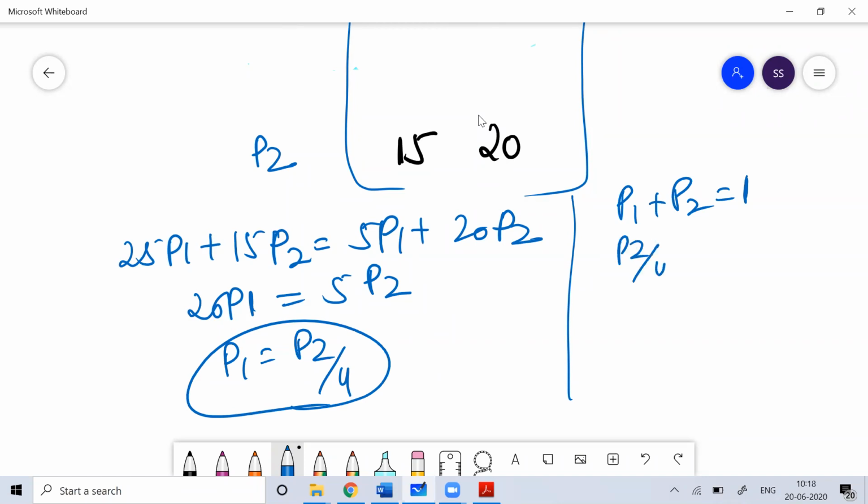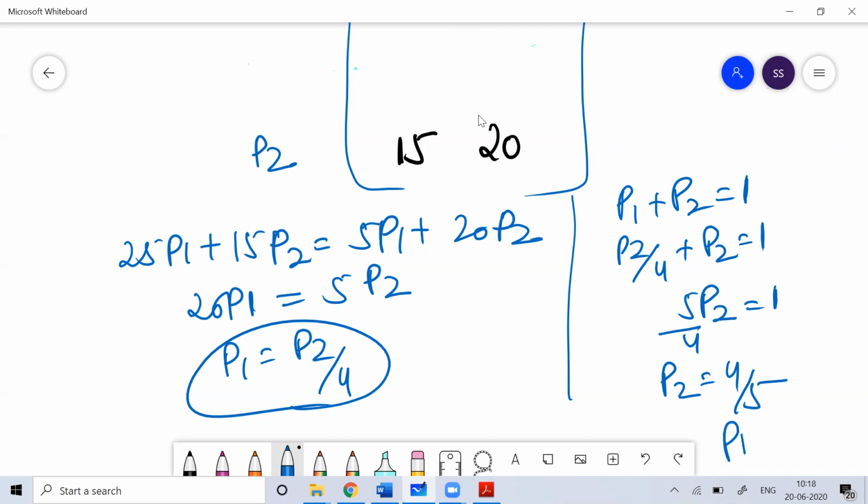So P2 by 4 plus P2 is equal to 1. This is 5 by 4 P2 equal to 1, so P2 is equal to 4 by 5. Once you get the value of P2, you can automatically find the value of P1 because P1 is 1 minus P2. So P1 is 1 by 5 and P2 is 4 by 5.